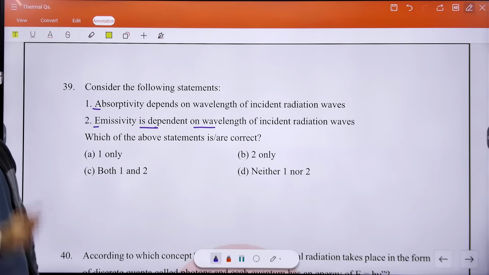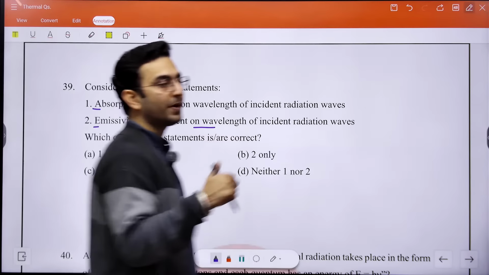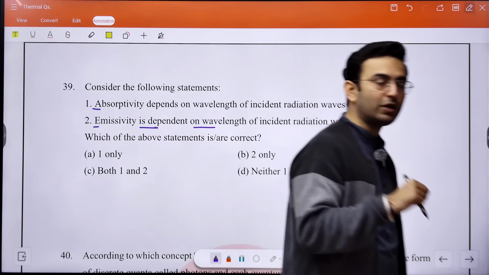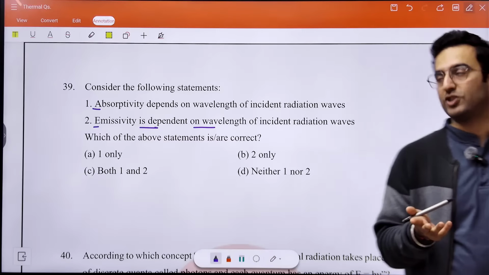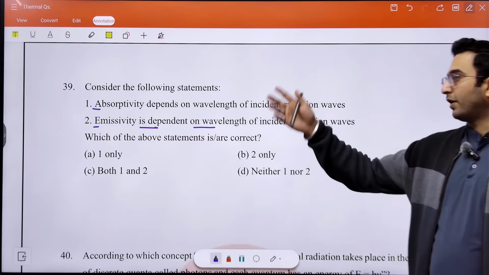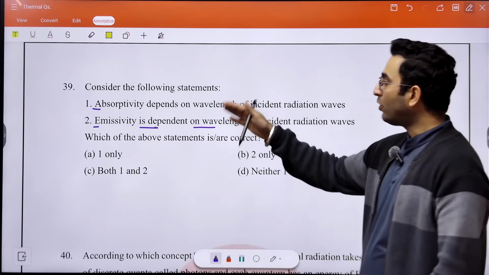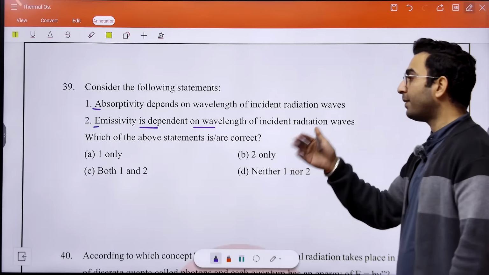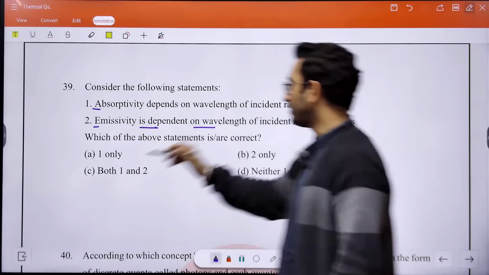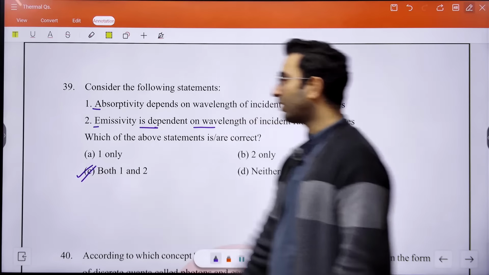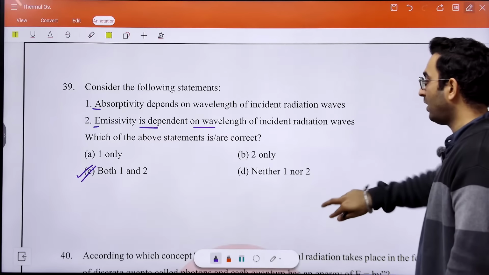Remember that in the case of a gray body, the emissivity is not depending upon the wavelength here. And according to the Kirchhoff law, when thermal equilibrium has been achieved, the emissivity is going to be equivalent to the absorptivity only. Now, both of these parameters change, or I can say depend upon the wavelength of the radiation waves here. So option number C will be the correct answer in this case. Now, next.